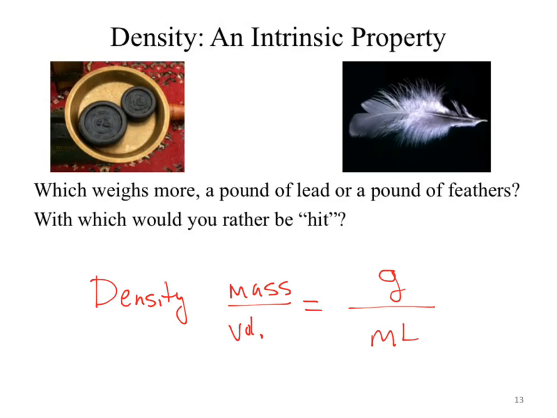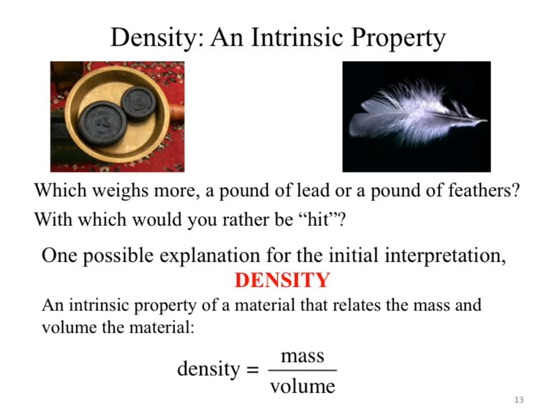We can use this the exact same way that we use any other conversion factor. So I can now relate, say, 5 grams of feathers and turn that into a volume if I know its density. Kind of make sense? Okay, should we do a sample calculation?